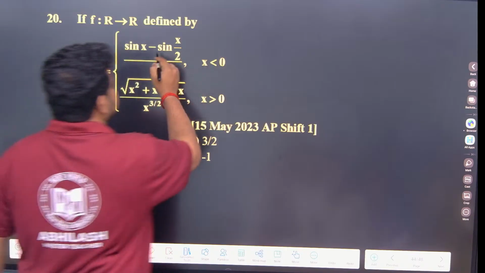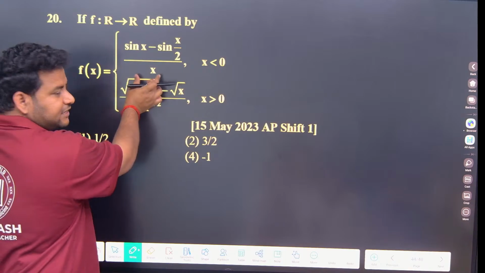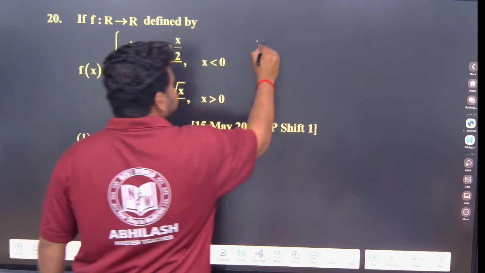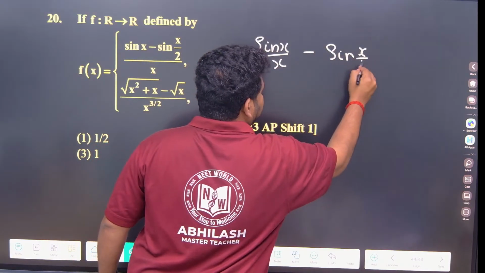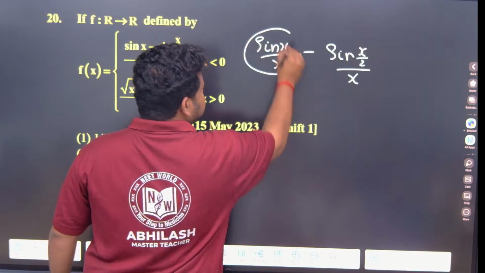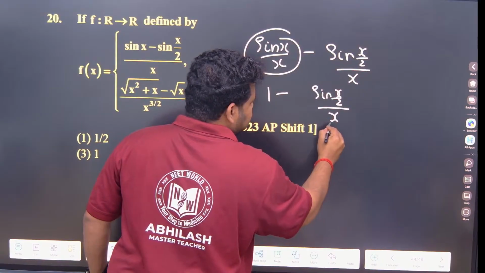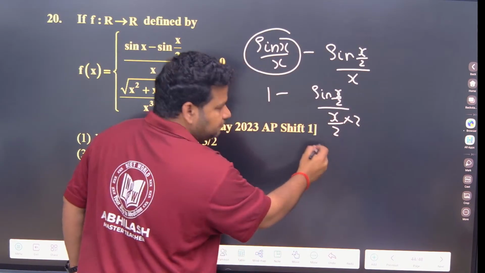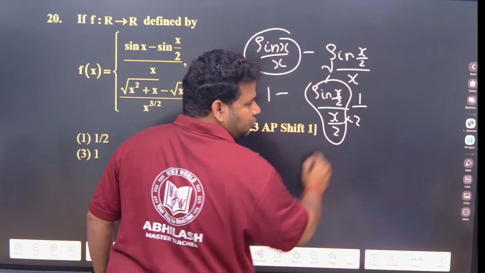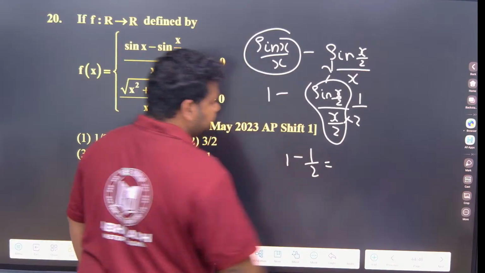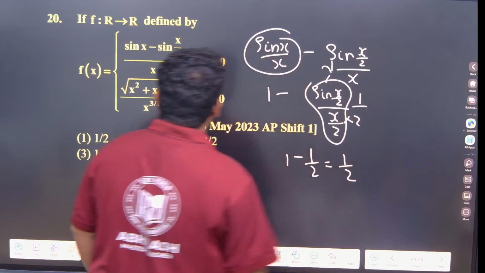So if I take sin x minus sin x by 2, the denominator is x for both, so I can separate and write it as sin x by x minus sin x by 2 by x, correct na? Sin x by x is 1, but here sin x by 2 is there and we have only x, so I will divide and multiply by 2, and this will become 1. So I have 1 by 2 there, so 1 minus 1 by 2 is 1 by 2 itself.